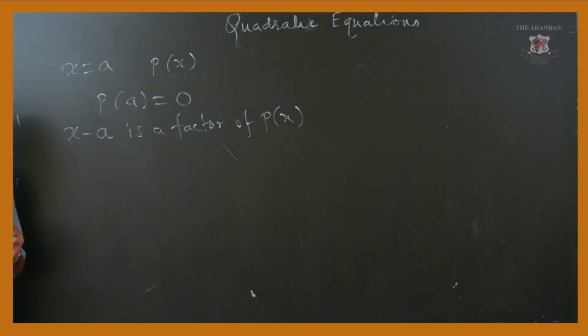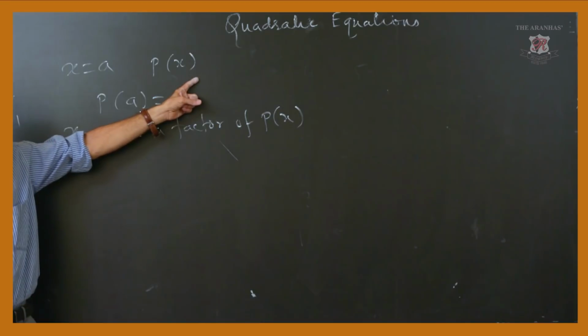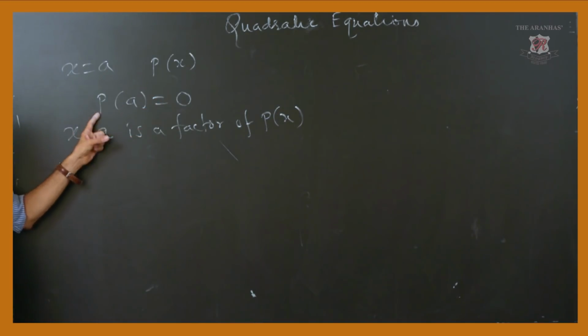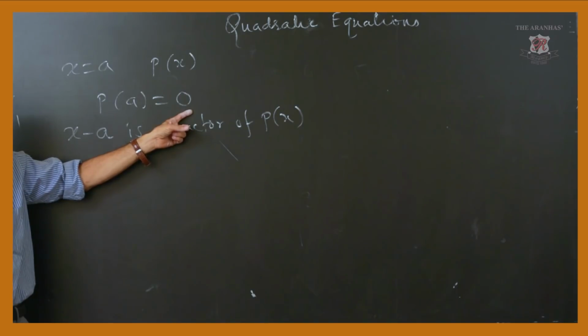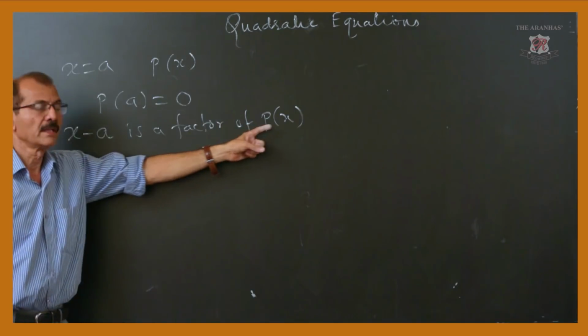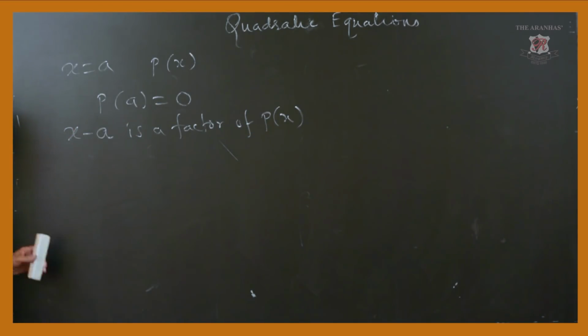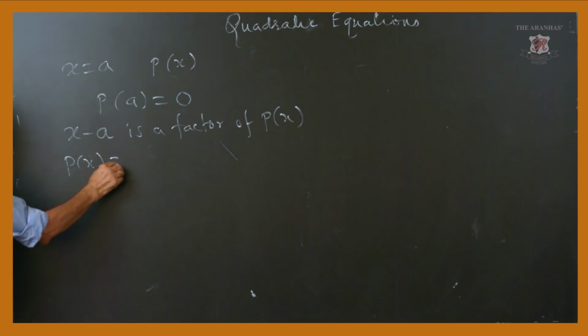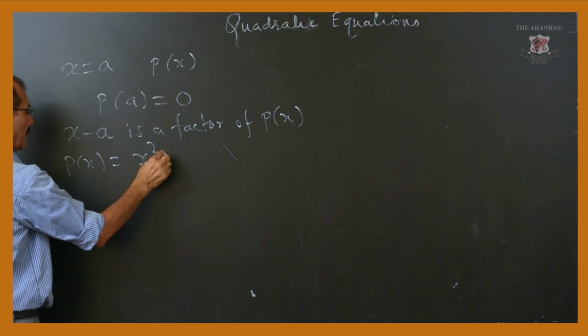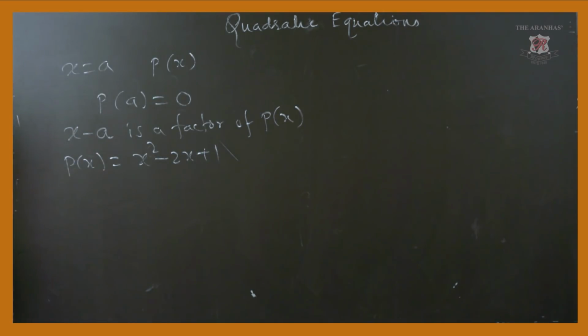So, try to understand what I am saying. If x equal to a satisfies P of x, that means if P of a is equal to 0, then we say that x minus a is a factor of the polynomial P of x. One example I will take here. For example, your P of x is, say, x square minus 2x plus 1. This is a polynomial given to you.